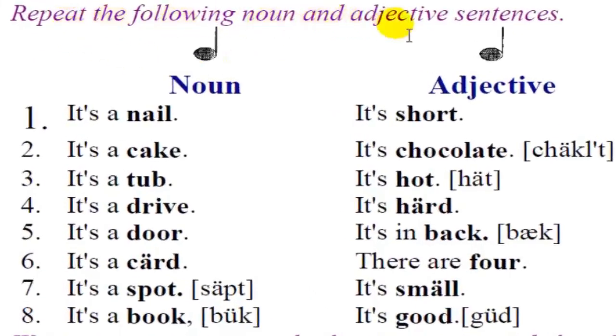Single word phrases. Repeat the following noun and adjective sentences. 1. It's a nail. It's short. 2. It's a cake. It's chocolate. 3. It's a tub. It's hot. 4. It's a drive. It's hard. 5. It's a door. It's in back. 6. It's a card. There are 4. 7. It's a spot. It's small. 8. It's a book. It's good.